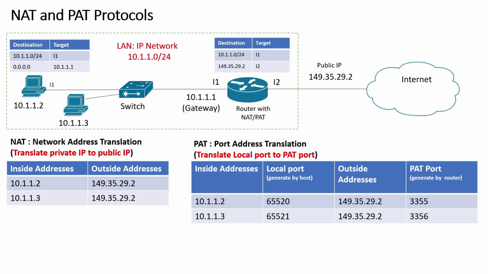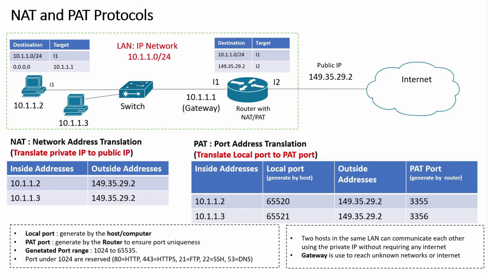So, by applying the NAT protocol and the PAT protocol, all hosts in the local area network can reach internet, and the router will forward the response back to the right host without any error.